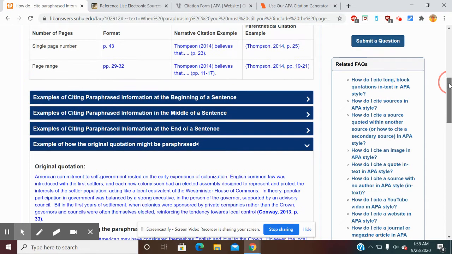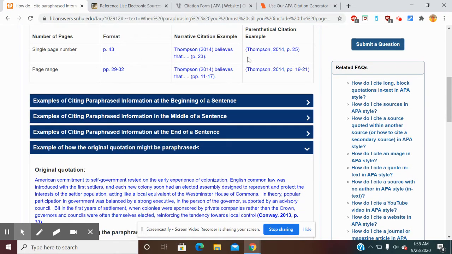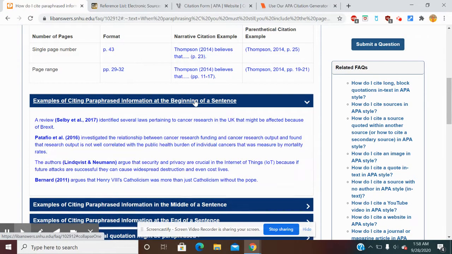Let's look at some examples now. I'm going to keep this little bar up here so we can refer to it back and forth. Examples of citing paraphrased information at the beginning of a sentence. A review, Selby et al., 2017, identified several laws pertaining to cancer research in the UK that might be affected because of Brexit. This is paraphrased information citation being used at the beginning.